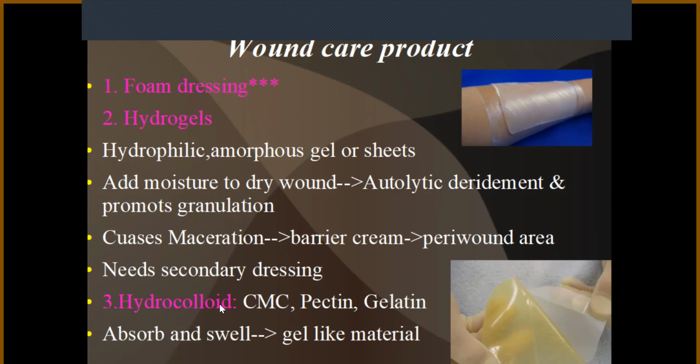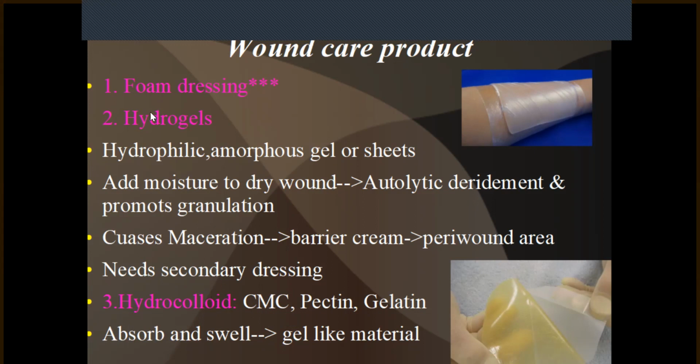Then hydrocolloid, it's similar to the hydrogel, but the material is different. It is carboxymethyl cellulose or pectin or gelatin. Its absorptive capacity is more than the gauze. So this is used for the absorption of the exudates, it absorbs and swells and forms a gel-like material.